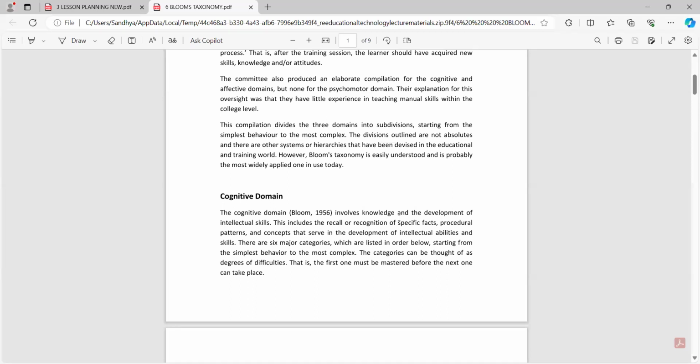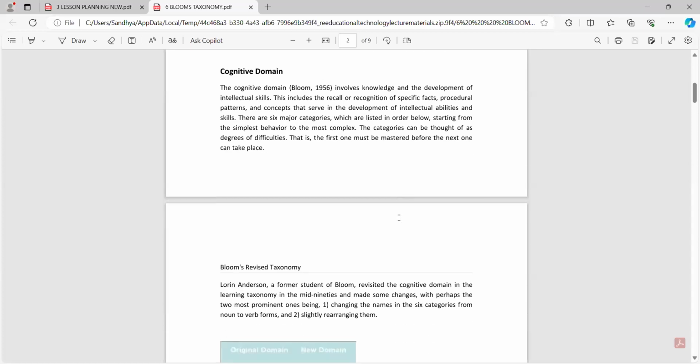Cognitive domain, Bloom's, involves knowledge and the development of intellectual skills. It includes the recall and recognition of specific facts: name the body parts, label the parts of a plant. They are all cognitive. That is knowledge related, right?